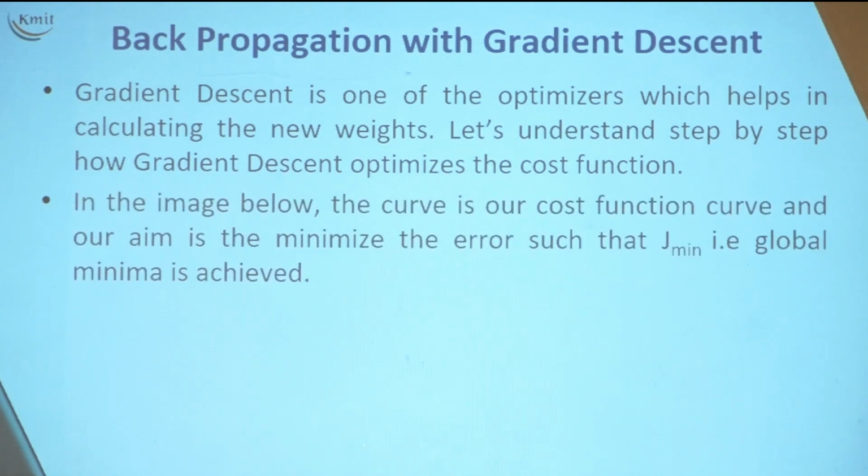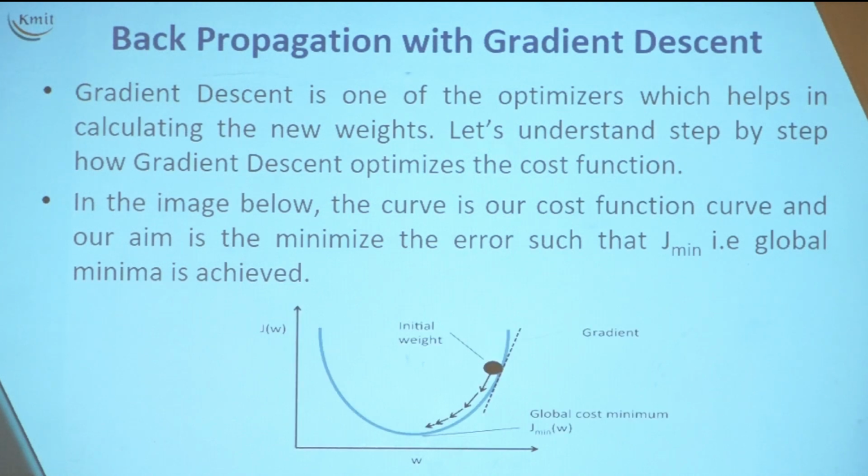Okay. So as you can see here in the image, the curve is our cost function. What is the curve? Cost function. Cost function is nothing but the loss function. Okay. So suppose I have 10 samples, the difference between the predicted value and actual value of one sample is called the loss function. But when I take a data set, I have to consider all 10 samples, right? So the average over those 10 samples is called the cost.